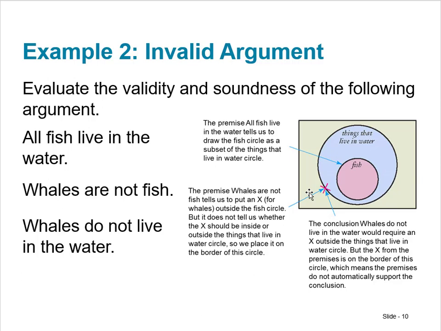Okay? So that's how validity works. It's just whether or not everything has to be in a certain place. Because whales could be in either of these places, and we stick it on the border to indicate that, this means the premises do not automatically support the conclusion. So it's not a valid argument.